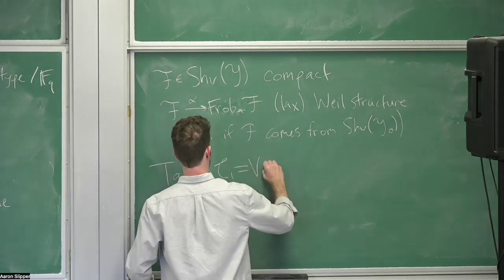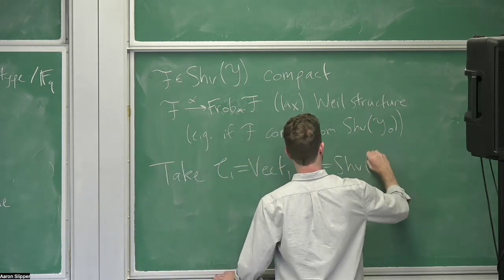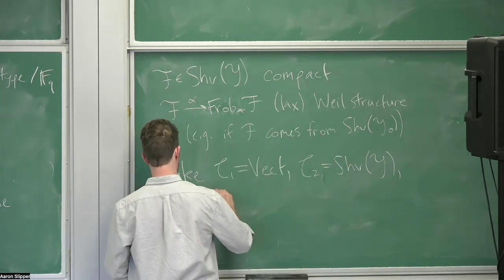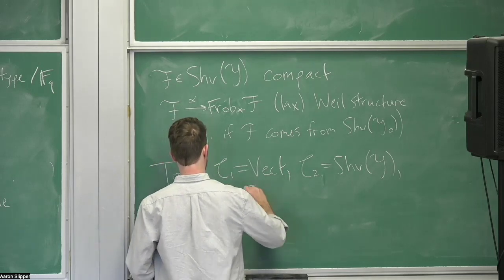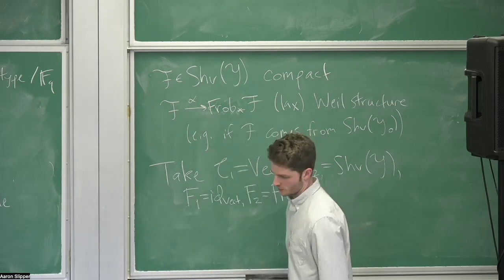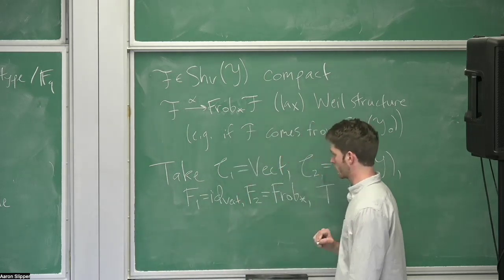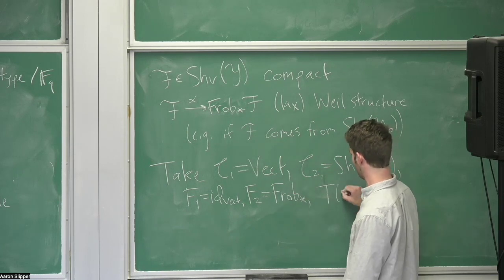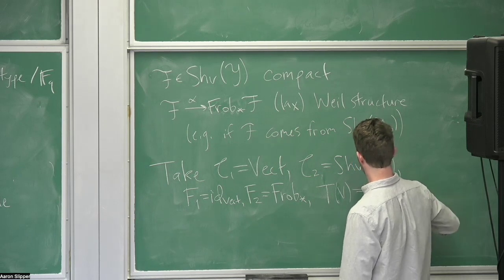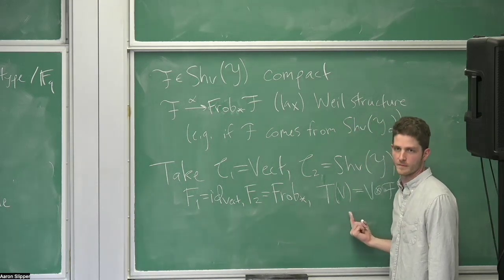Take C1 to be vect, C2 to be sheaves on Y, F1 is going to be the identity on vect. F2 is going to be this automorphism of the categorical sheaves for lower star that I took the trace of over here. And this T, well, to give a functor from vect to sheaves is really the same as to specify a sheaf. Let me just write it as a functor just to be super clear. So it's going to be the functor that's kind of determined by F, right? I fixed this F. So that determines the functor will be given by this one, right?